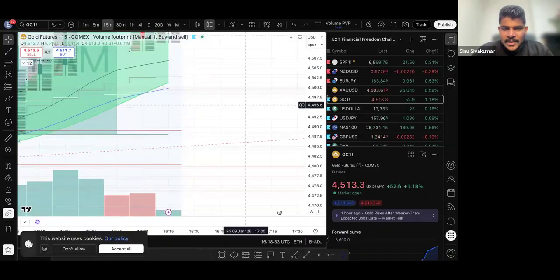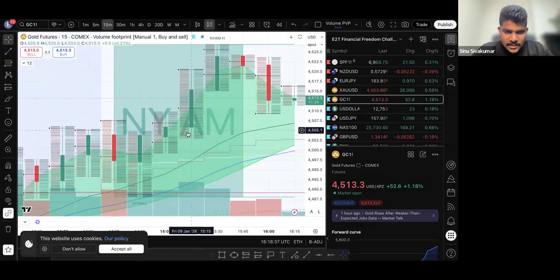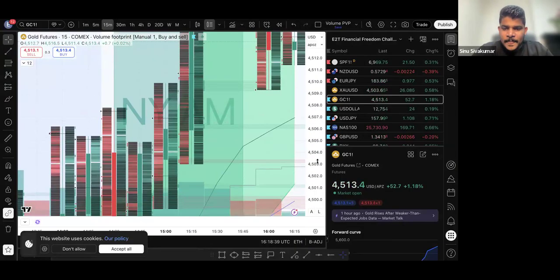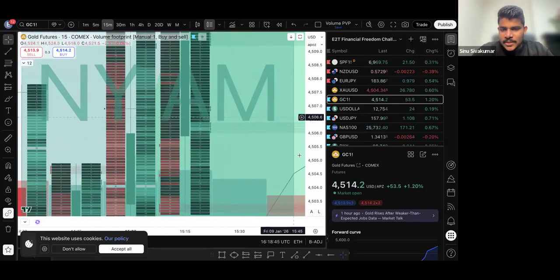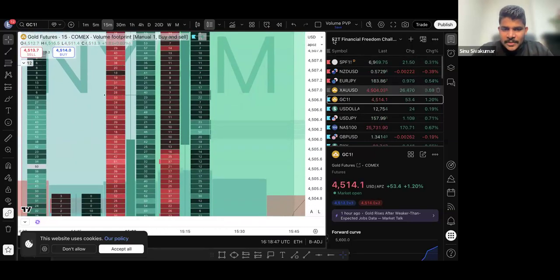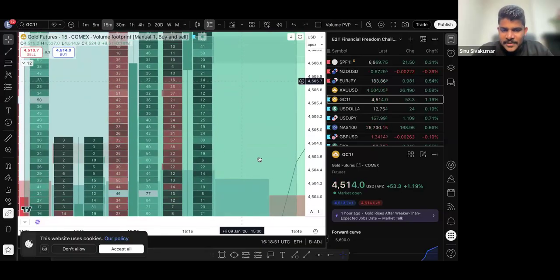Let me zoom out to the last four 15-minute candles, which is from this point onwards, right? At 3 o'clock, sorry, 3:15 onwards. Let's go and read out who is in control. So are you able to see the screen, the order flow, step by step, which we are explaining?